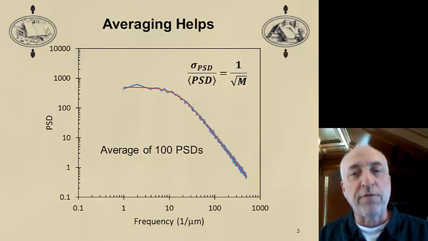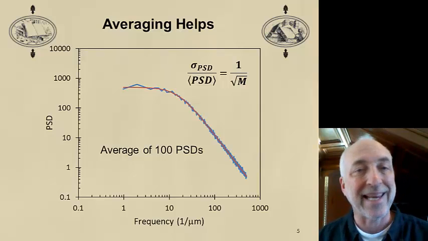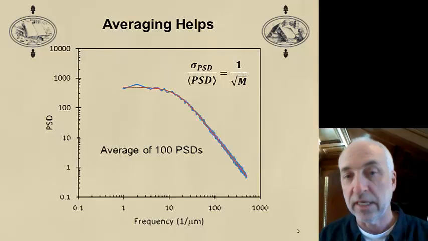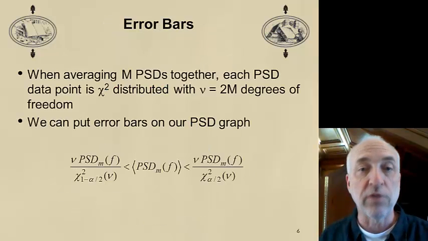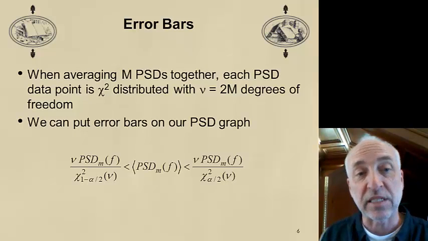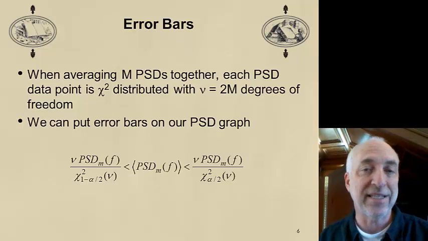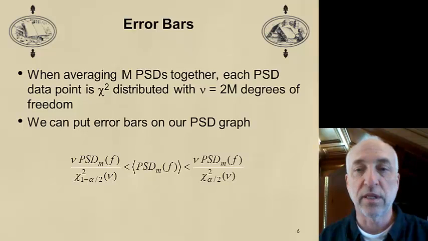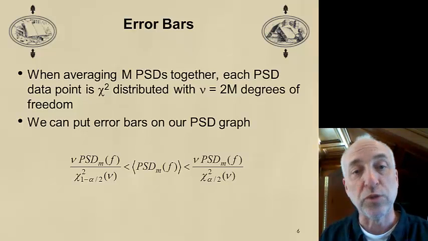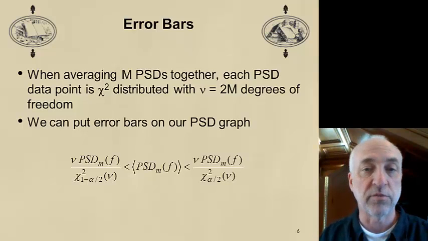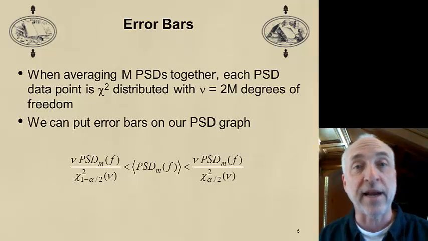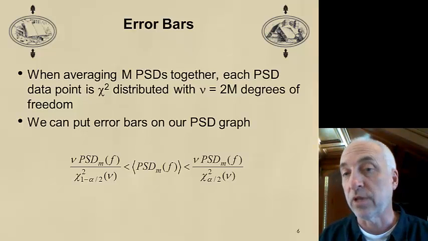Well, we can quantify this uncertainty a little bit more by adding error bars to our data points. We know if we average m of these PSDs together, then each PSD data point will be chi-squared distributed with degrees of freedom equal to 2 times m, where m is the number of PSDs we've averaged together. That allows us to put error bars on every data point.